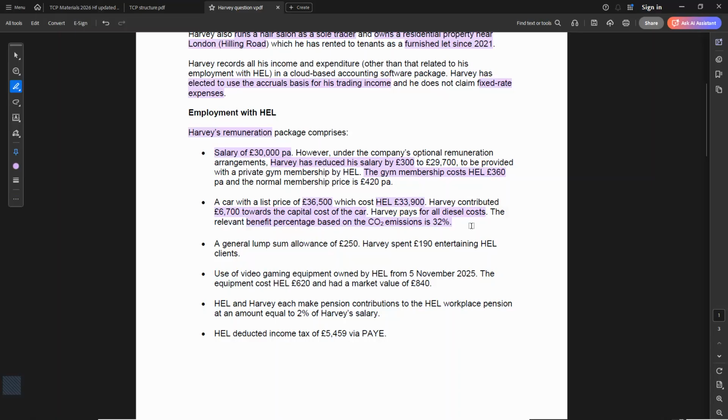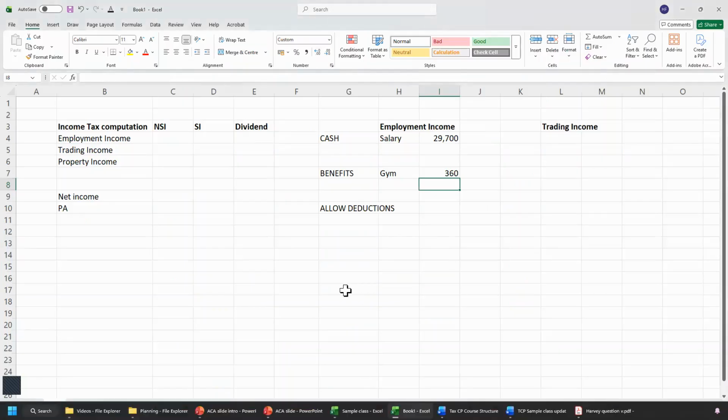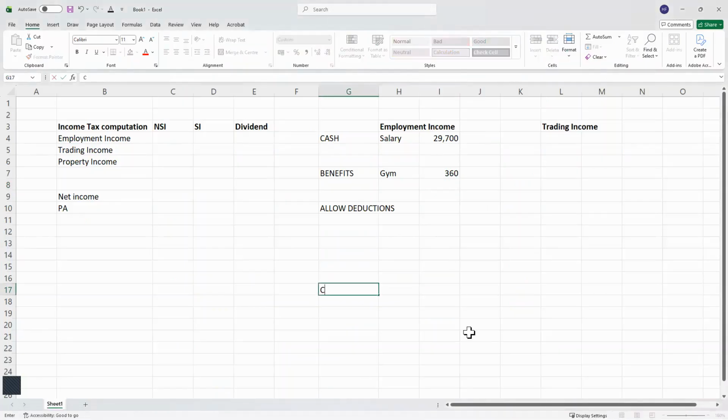So we're told that Harvey has been given a car with a list price of £36,500, and this cost HEL £33,900. We know for car benefits that this is always based on the list price. So Harvey's going to have a benefit of the list price times the CO2 benefit percentage, which we've been told. So for the car, we'll have a sub-working. We've got the list price, which we're told in the question is £36,500.